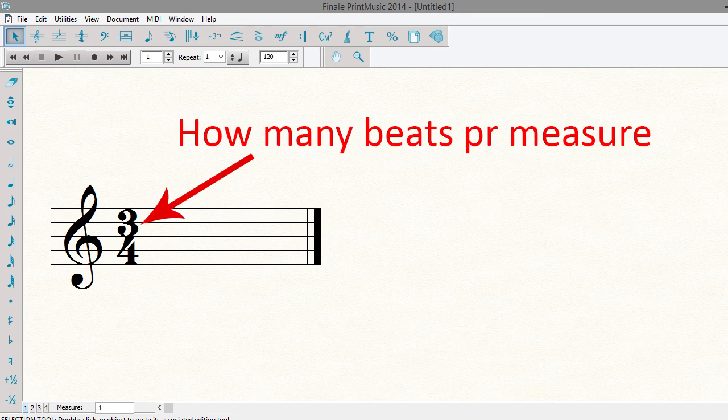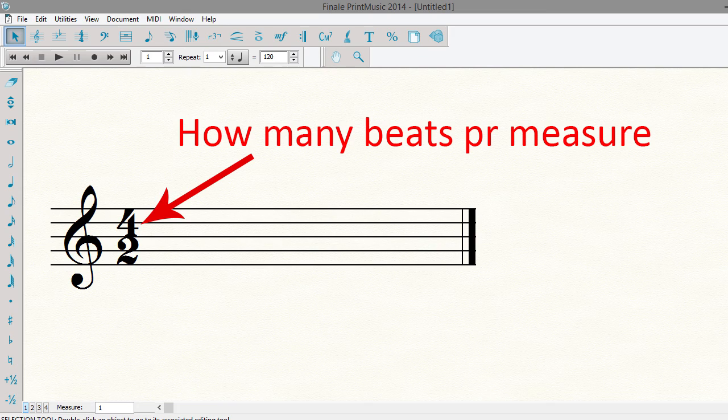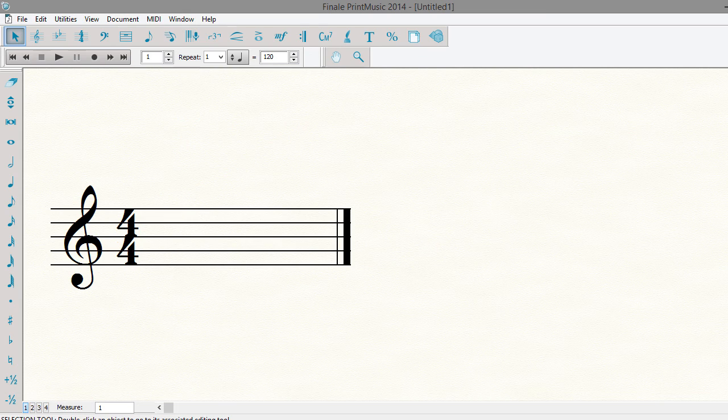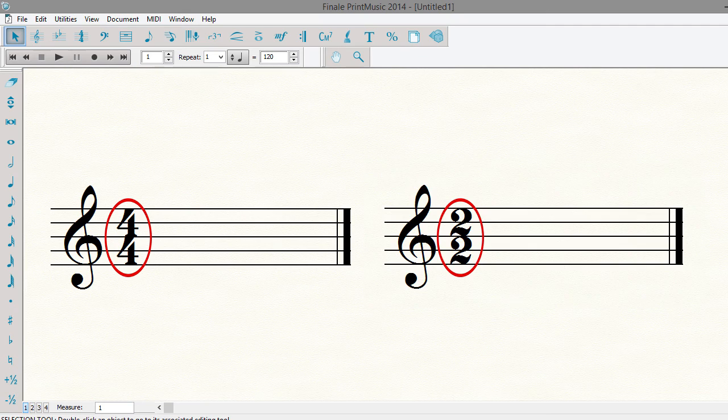Now the higher one tells how many beats there are in a measure. So in this example, that would be 3 quarters in a measure. Or in this example, that would be 4 halves in a measure. Notice that it doesn't have to add up, so you have like 2 halves, but you can have 4 halves or whatever. Then you might ask, what's the difference then between 4/4 and 2/2? That unfortunately is something we're going to have to talk about next week.